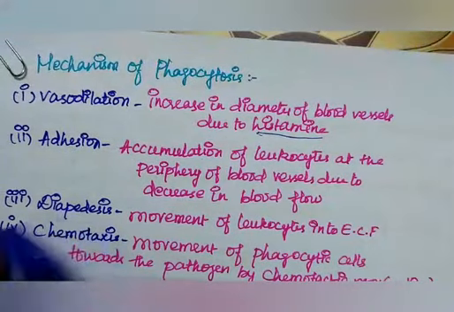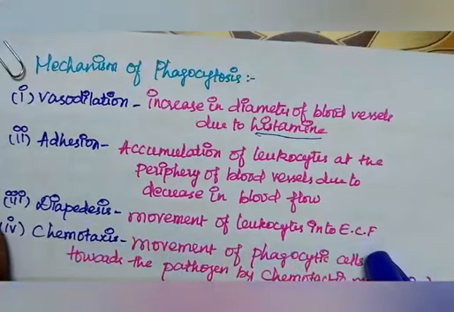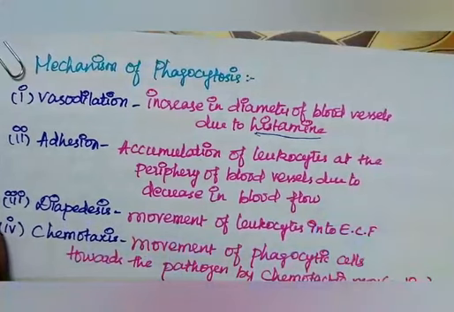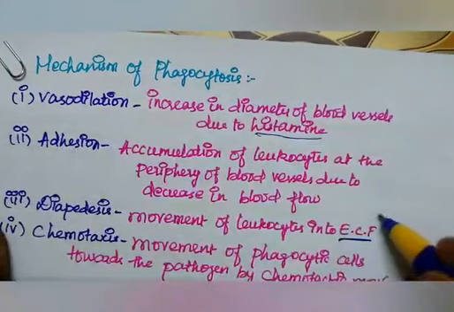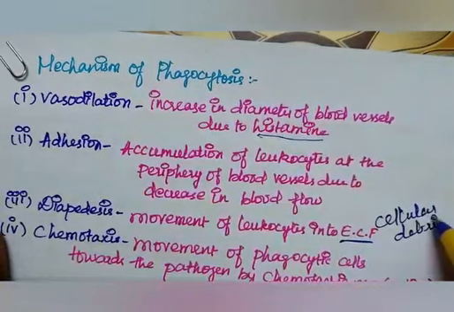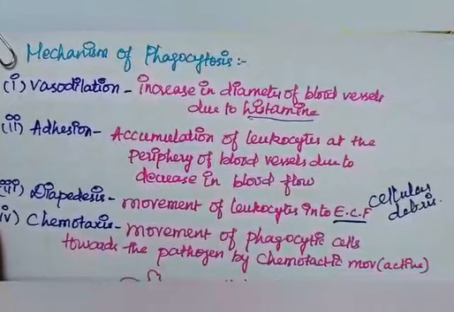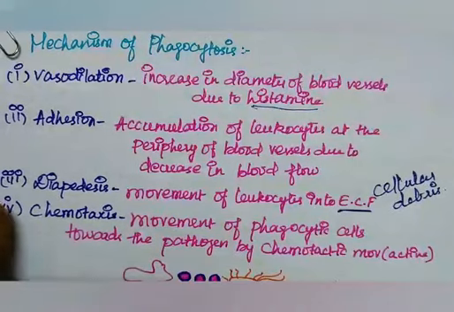The next step is diapedesis, that is the movement of leukocytes into extracellular fluid, that is ECF. So what is this extracellular fluid? This extracellular fluid is nothing but the cellular debris which is emitted by the pathogen which entered our blood. So the leukocytes, with the help of those cellular debris or the waste material ejected by those pathogens, they move.